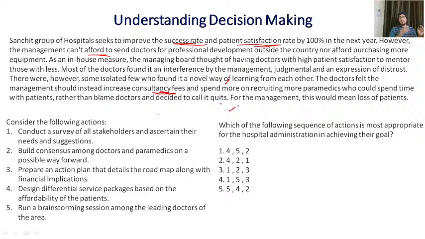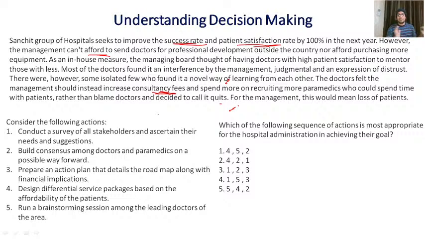But for the management, it would mean they would lose patients, right? Because I am charging more to the patient. If I start increasing the cost, patients will be fewer, right? Of course. So this is the problem. This is a perfect management problem, right? A very interesting one rather. Now let's see. There are 5 actions. I have to find the correct sequence which is most appropriate for the hospital administration in achieving their goal. Okay. What is the goal here? Goal is to improve the success rate and patient satisfaction rate, and the constraint is I cannot afford much, right?